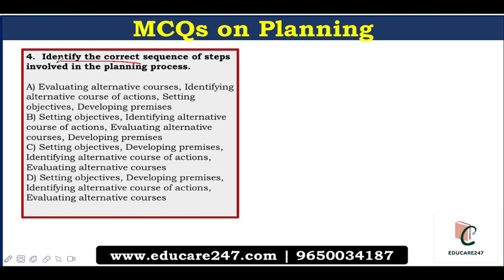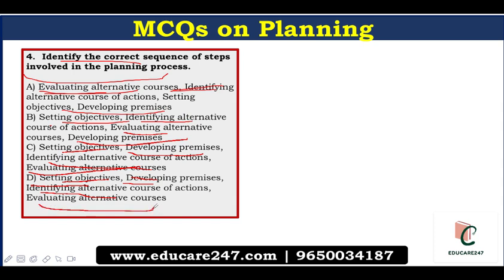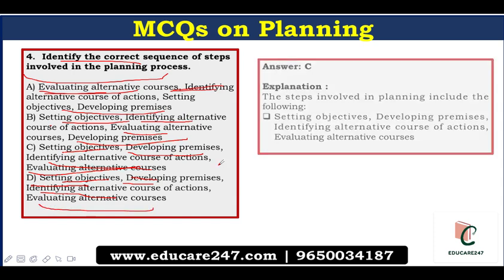Identify the correct sequence of steps which are involved in the planning process. A. Evaluating alternatives, identifying the alternate course of action, setting objectives, and developing premises. B. Setting objectives, identifying the alternative courses of action, evaluating the alternative courses, and developing premises. C. Setting objectives, developing the premises, identifying the alternative courses of action, and evaluating the courses of action. D. Setting objectives, developing premises, identifying the alternative courses of action, and then evaluating the alternative courses. So the correct answer here is C.